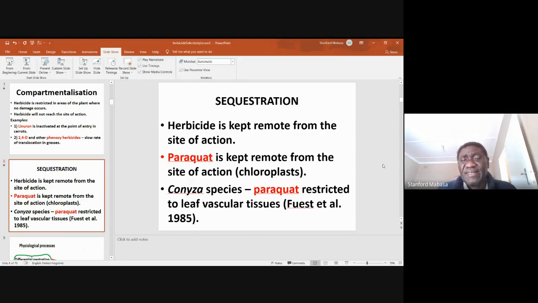This can happen in a weed known as the conyza species. And this is why some conyza species are not killed. Actually, this sort of selectivity in weeds is undesirable because it can mean herbicide resistance.